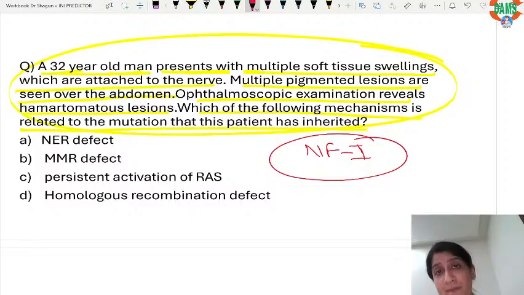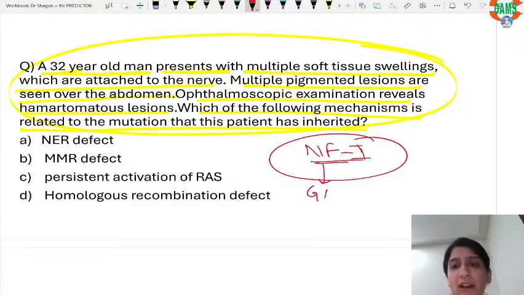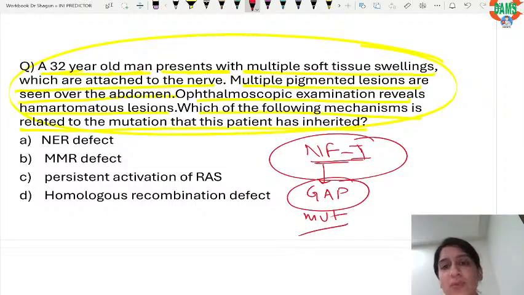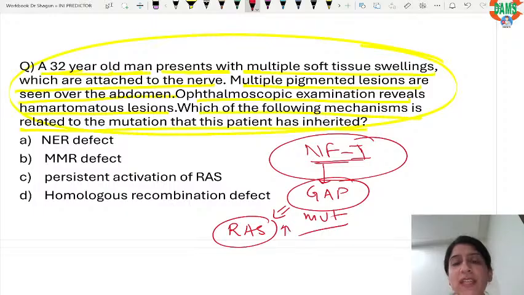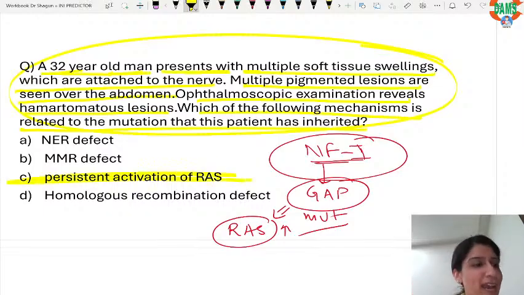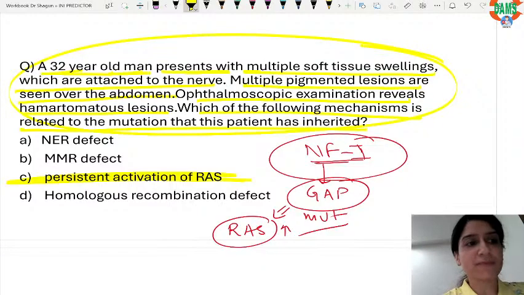Neurofibromatosis type 1. In pathology, we read that in neurofibromatosis type 1, you have a GAP mutation, GTPase activating protein mutation, because of which your RAS pathway keeps on working, more growth happening, ultimately leading to tumors. So yes, the correct answer, very good, absolutely correct. The correct answer is persistent activation of RAS.